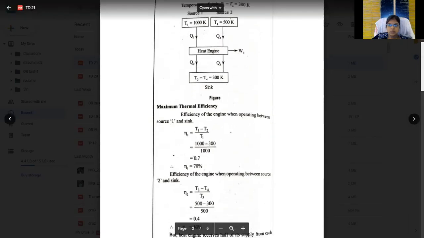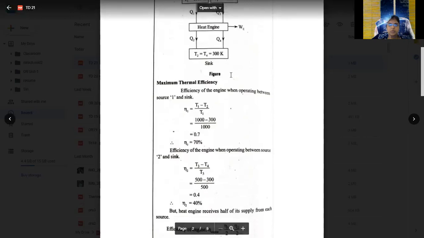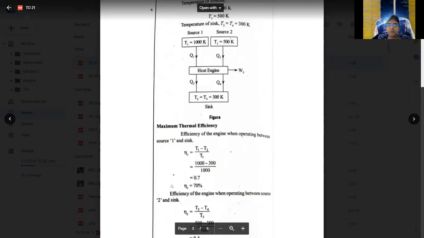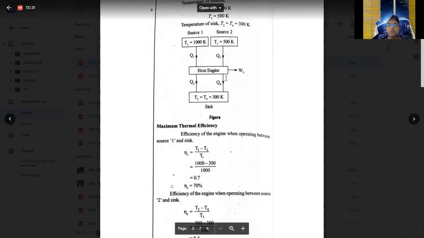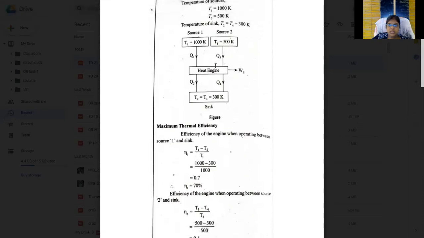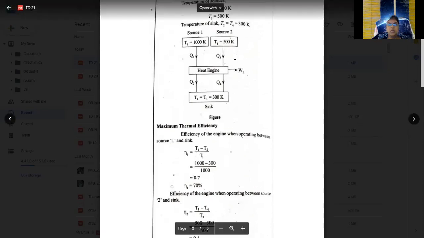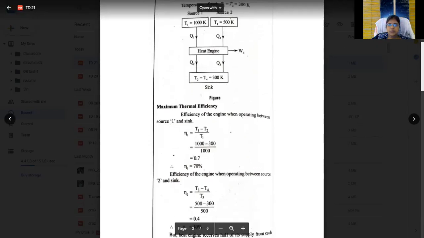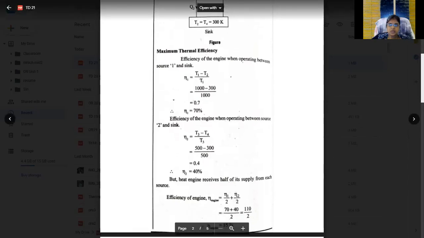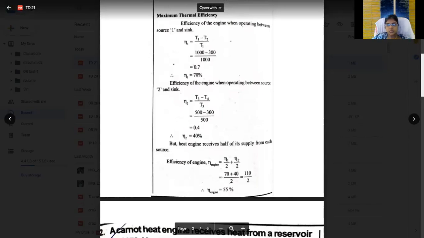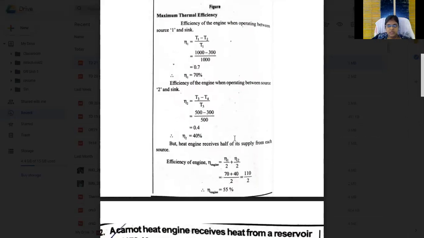In the same way, efficiency of the engine when operating between source 2 and sink. Efficiency is output by input, output is W and input is heat supply. Here output is the difference of Q3 minus Q4, divided by heat supply Q3 for the second source. Replace Q's with temperatures, T3 minus T4 by T3. Put the values here and we got the efficiency for the second source as 40%.